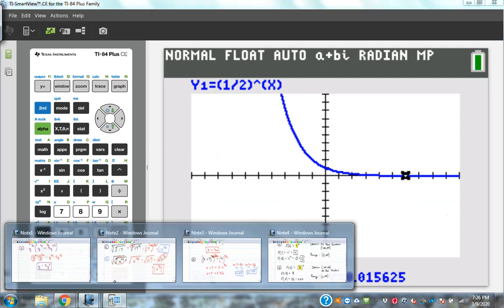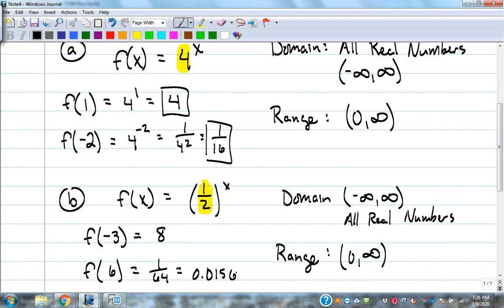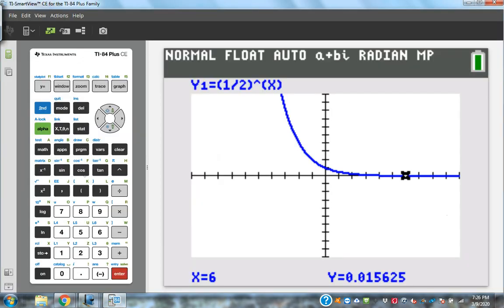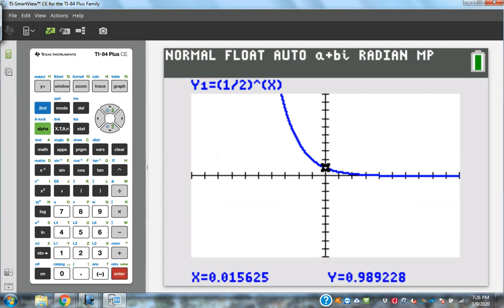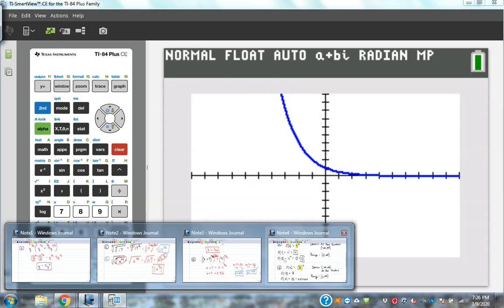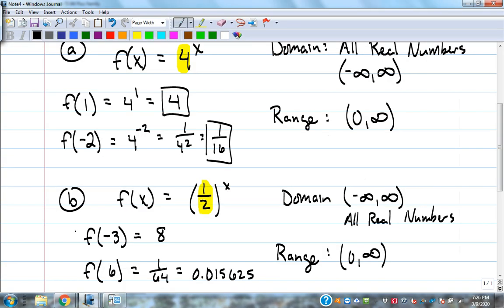0.015625. That's right. Yeah, that's right. But the decimal is fine with me. I'm okay with that. You don't have to get that fraction form out of that.